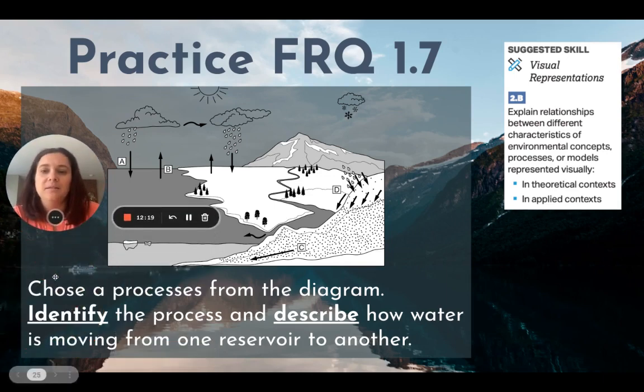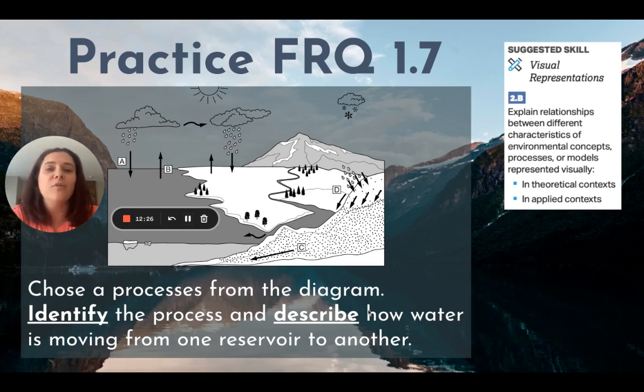All right, so you do have an FRQ for the water cycle. Again, more just to get you thinking about it a little bit. I gave you this diagram. I want you to pick a process from it, identify the process, and describe how water is moving from one reservoir to the other.